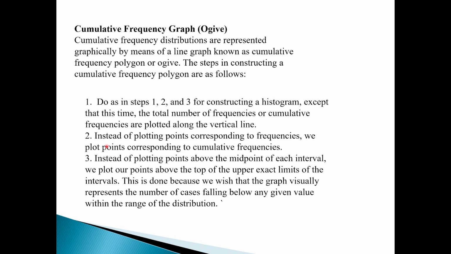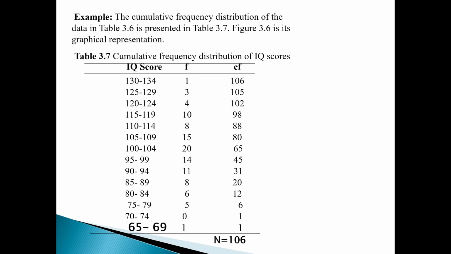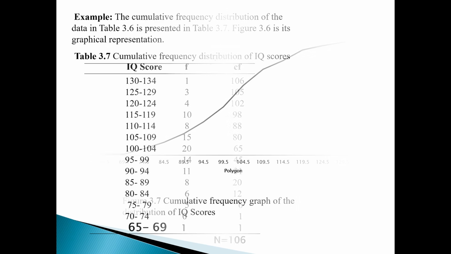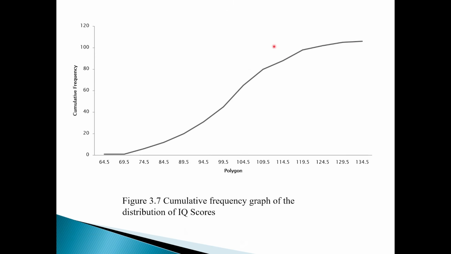So that's your step number 2. Step number 3, instead of plotting a frequency, that's it for your cumulative frequency. Your step number 3 is essentially what I said a while ago. So that's the difference. Instead of the frequency that you're plotting, it's cumulative frequency.